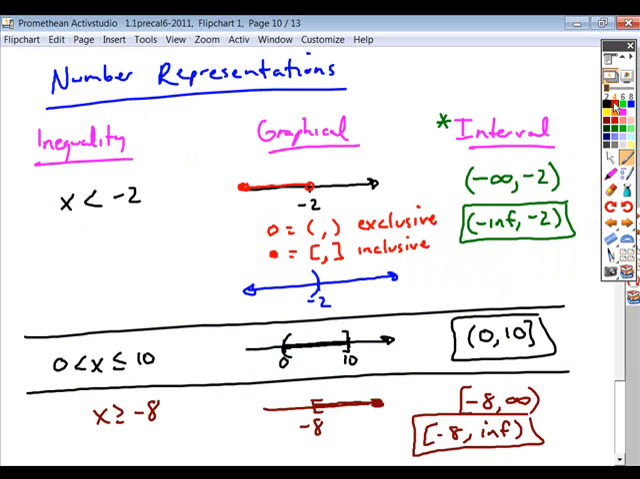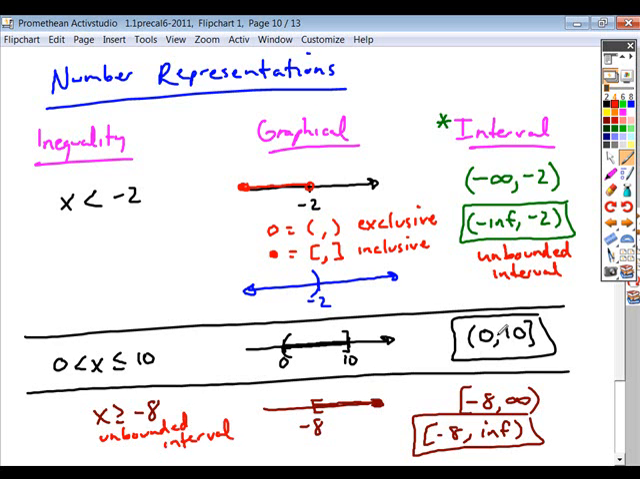Okay, anytime you have an infinity in your interval, these are called unbounded intervals, meaning that one side of your solution set extends infinitely. There's no real number boundary on it. So this example down here is also an example of an unbounded interval.